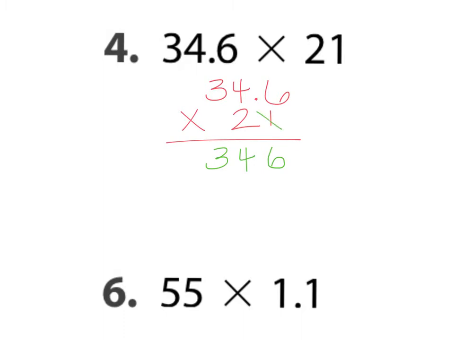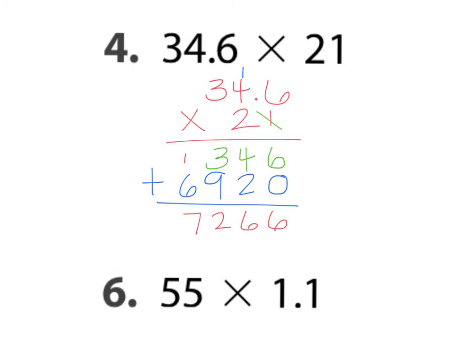We're going to move over to the 2, but before we do that, we need to put our 0 here as a placeholder, because now we're going to the 20, or 2 stands for 20, because it's in the tens place. So 2 times 6 is 12. Put your 2, carry your 1. 2 times 4 is 8, plus 1 is 9. And then 2 times 3 is 6. Add your partial products together. You have 6 and 6 and 12, carry your 1, and 7.